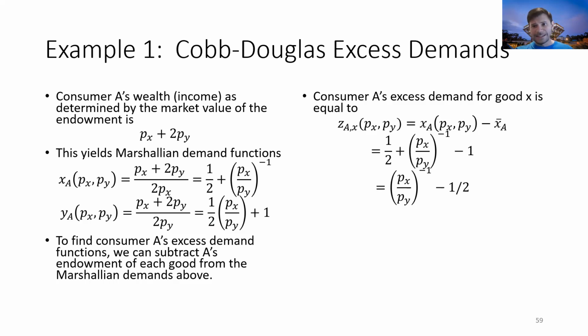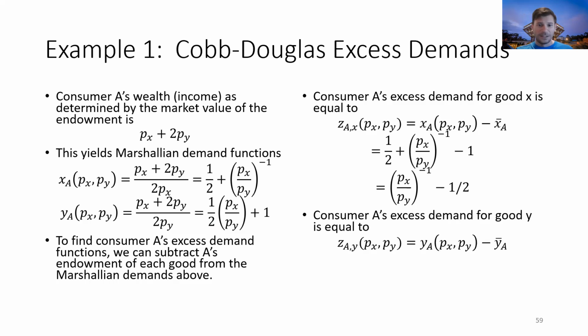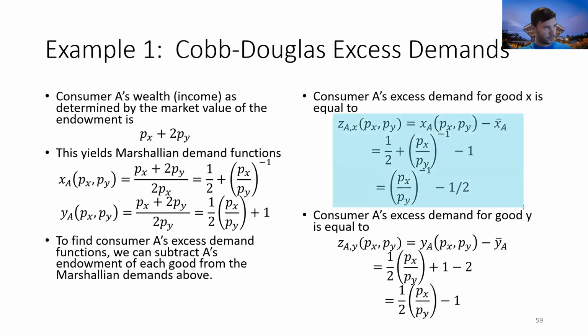Similarly, A's excess demand for good Y, we're going to take their demand and subtract out the endowment, which was 2 units of good Y. And we can simplify that a little bit here, right? We get 1/2 PX over PY minus 1. Okay, so what we have done here is we found the excess demand function for good X for individual A, and we found the excess demand function for good Y for individual A.